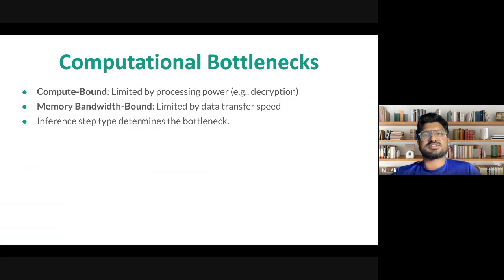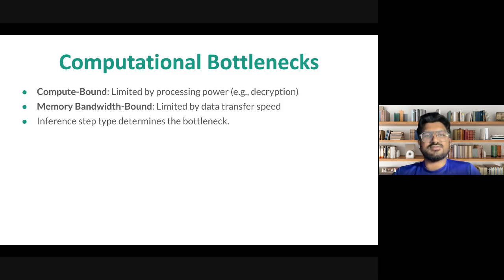Next, first we'll try to understand what the computational bottlenecks are. One is compute bound, where the processing is limited by the processing power, for example decryption. The second is memory bandwidth bound, where the data is not able to transfer to the compute. We have very high compute, but the data transfer is slower compared to the computation. This means we are bounded by the memory bandwidth and not by the compute.